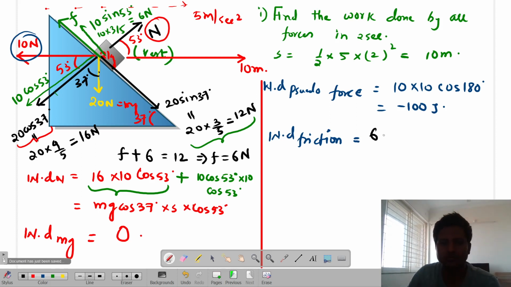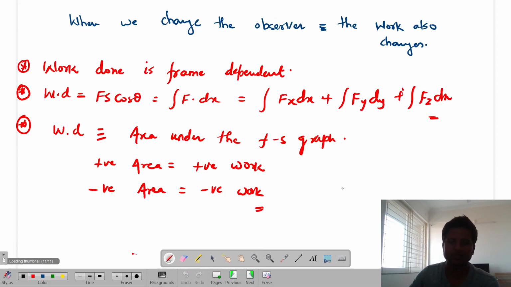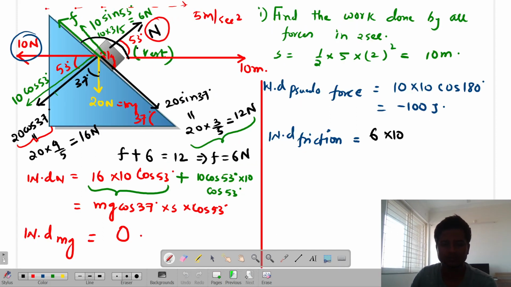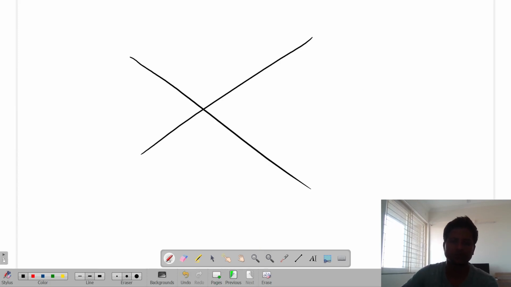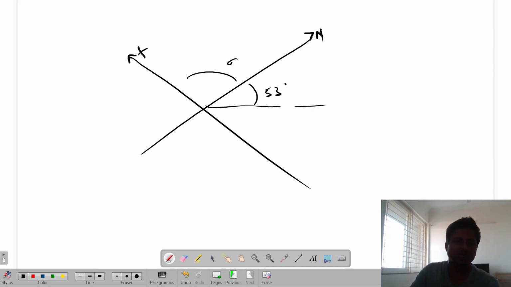So 6 into displacement 10 meter. Once again, displacement is 10. And what's the angle between them, from here to here? This is 90 plus 53, or not? This is that same angle, look carefully. If I look over here, this is my friction, which is perpendicular to my normal, isn't it? This angle is 53 given, so that angle becomes 90 plus 53. Is that clear?